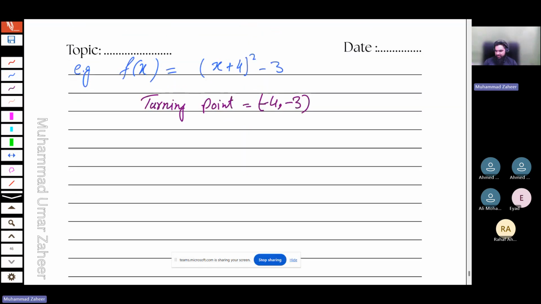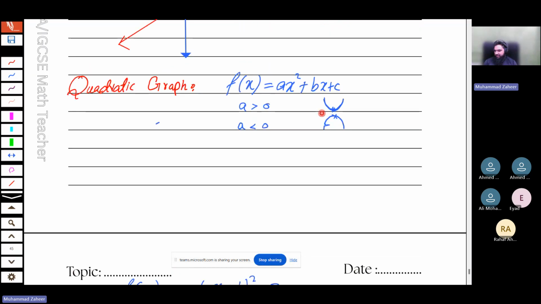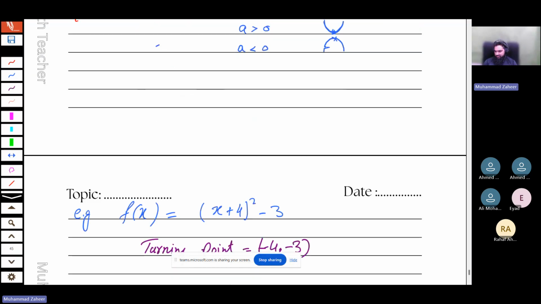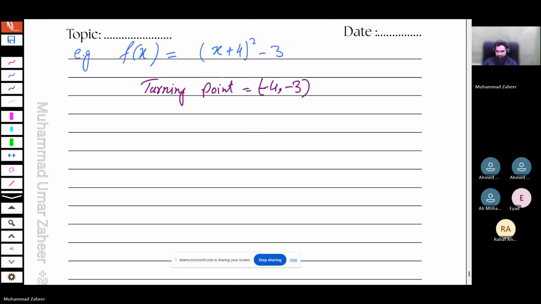Now, the coefficient of x squared here is going to be a positive 1. There is a positive sign, so the shape of the graph is going to be upright. Let's see how to draw the graph. Okay, before we draw the graph, we need to find the x-intercept and y-intercept as well.